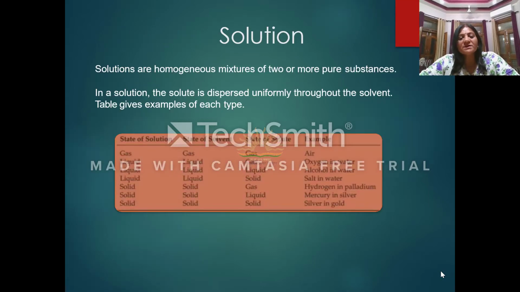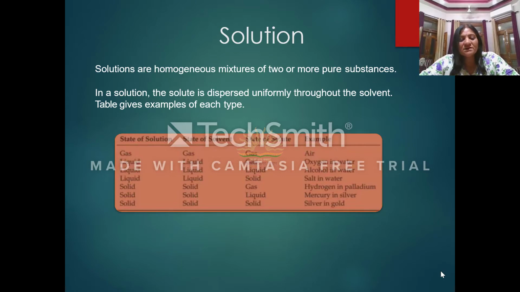Solutions are homogeneous mixtures of two or more pure substances. In a solution, the solute is dispersed uniformly throughout the solvent. Homogeneous mixture means uniform distribution of the solute in the solvent. The substance which is present in the excess amount is called solvent, and the substance which is present in the small quantity is called solute.